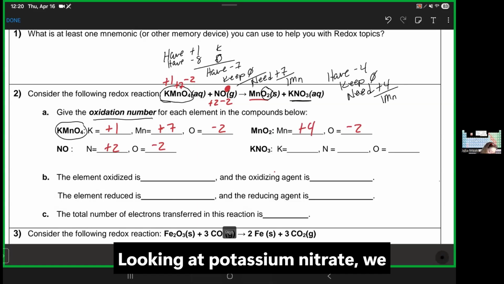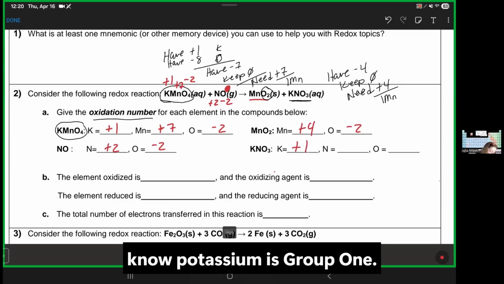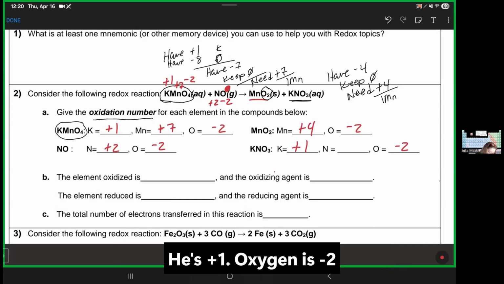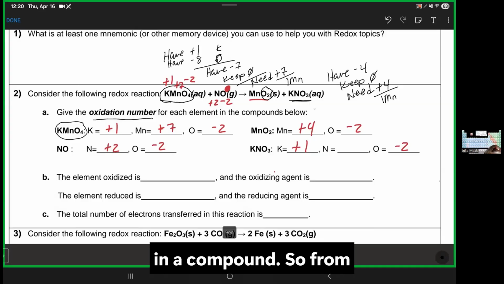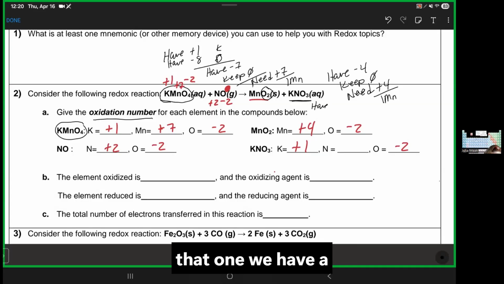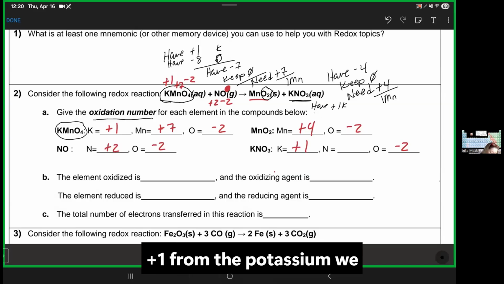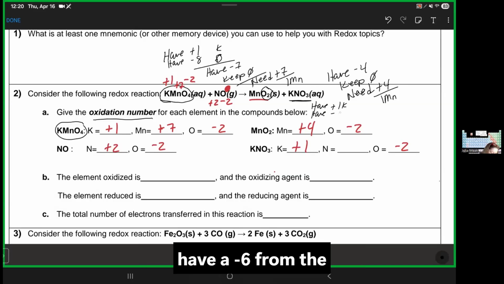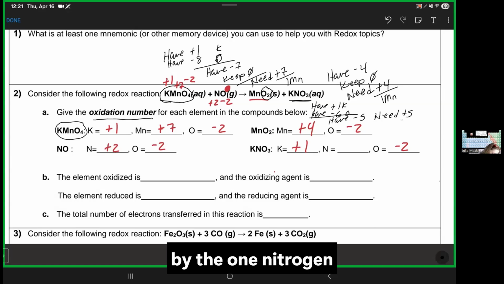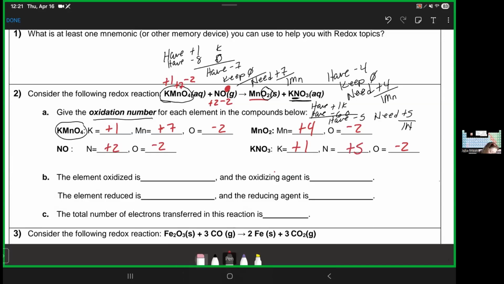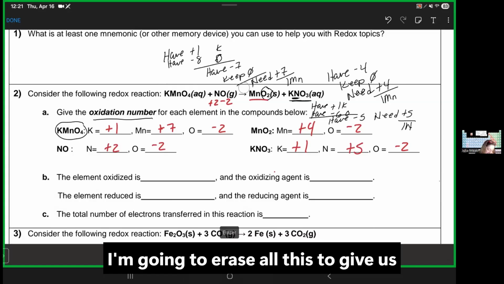Looking at potassium nitrate, we know potassium is group 1. It's +1. Oxygen is -2 in a compound. So from that one, we have a +1 from the potassium. We have a -6 from the oxygens. So we have a -5. We need a +5 divided by the 1 nitrogen that is there. So that nitrogen is +5. I'm going to erase all this to give us some room.